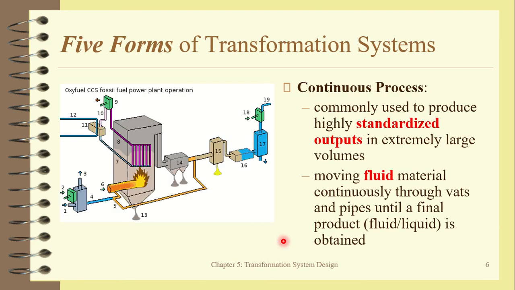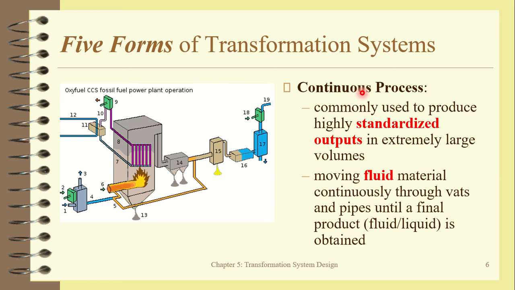We are going to talk about five forms of the transformation system. The first form is the continuous process. For the continuous process, we are talking about the system that produces highly standardized products in extremely large volume. I highlight the keyword that you need to memorize, because it is the main characteristic of the system, and the way they produce in extremely large volume.